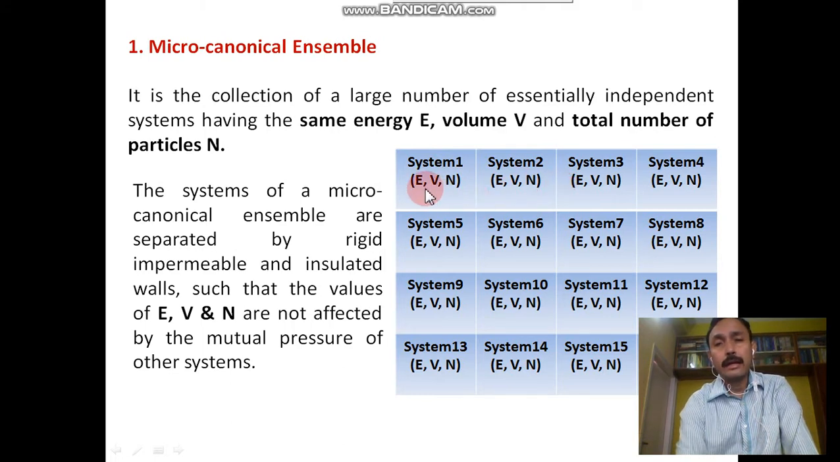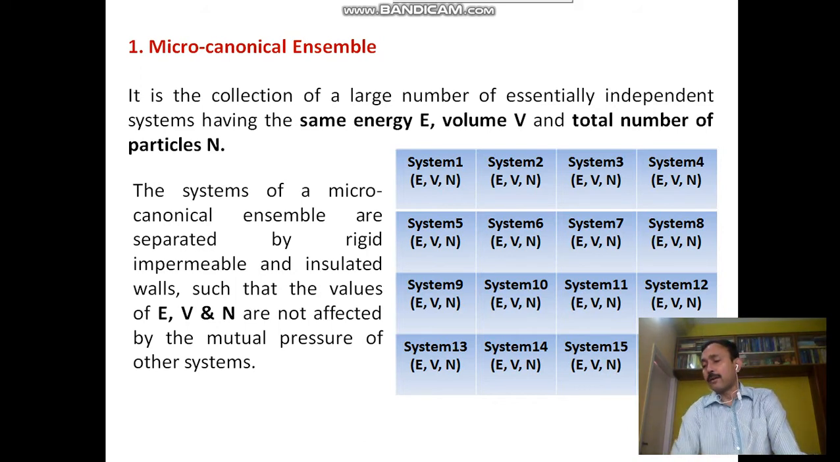Then energy, volume and number of particles are not affected by the mutual presence of the systems. Systems in a microcanonical ensemble can exchange neither energy nor matter with each other. There is no exchange of energy or matter, so there is no change in E and N.